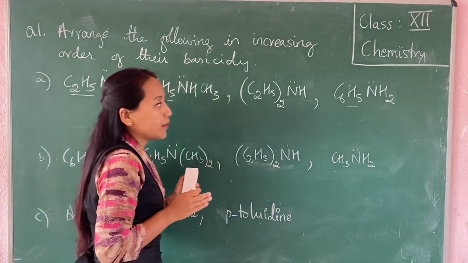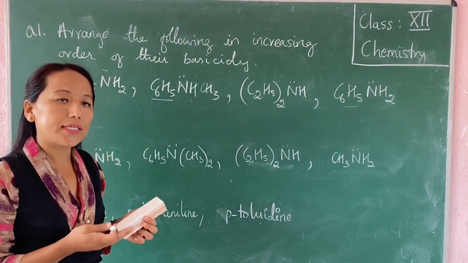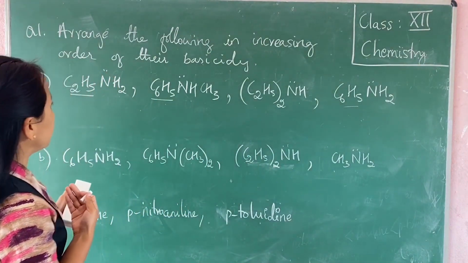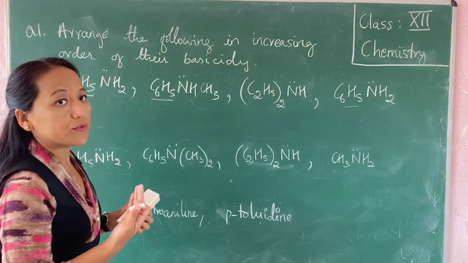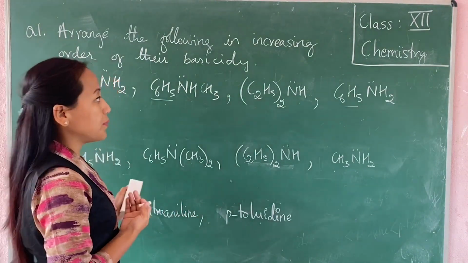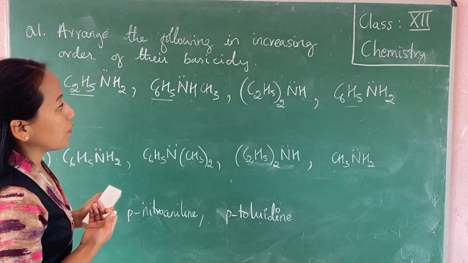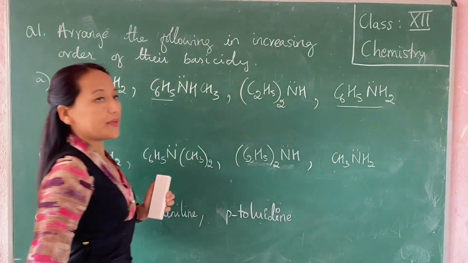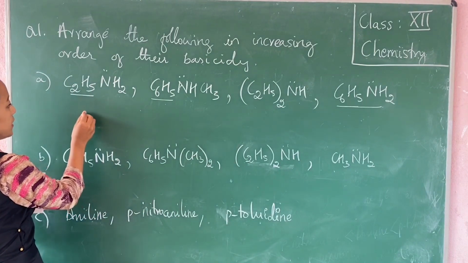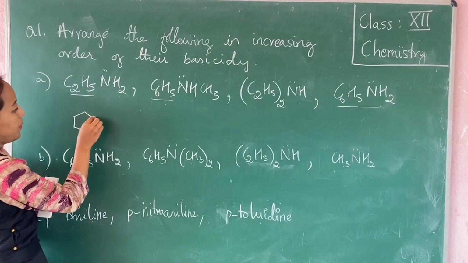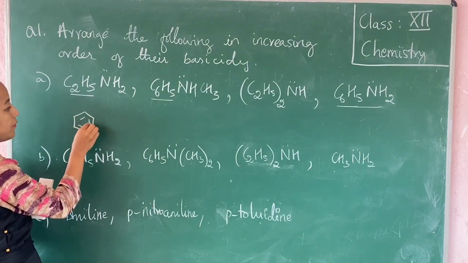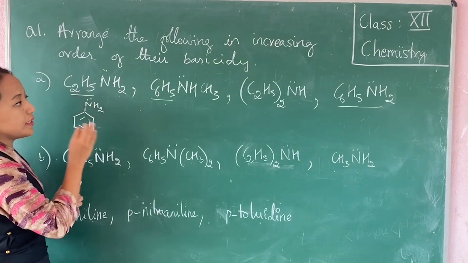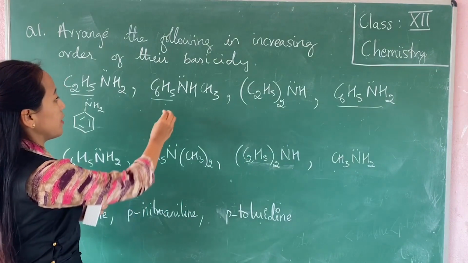So when you compare the effect of electron donating and electron withdrawing groups, you will see that the compound with the most electron withdrawing effect will have the least basicity. So therefore, aniline in this case will have the least basicity. You can also write it in the form of a benzene ring instead of C6H5, and then your NH2.